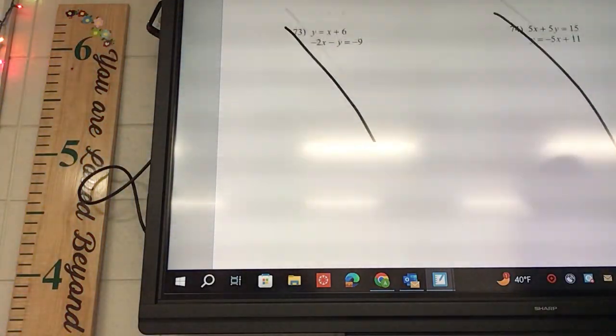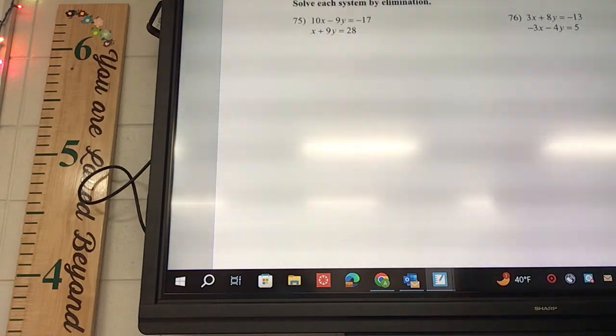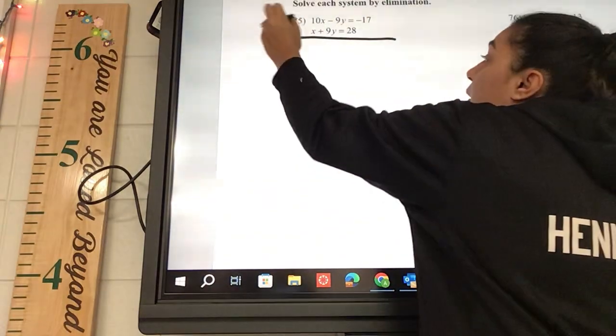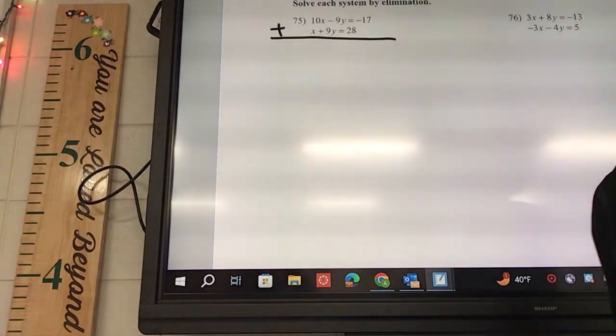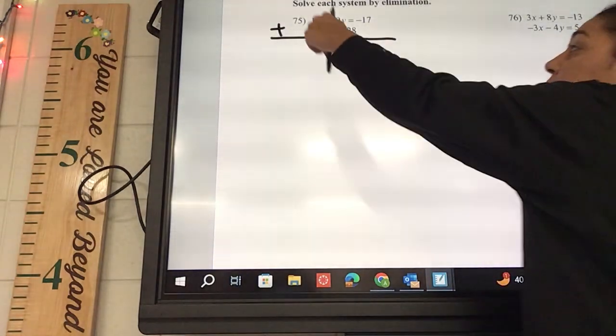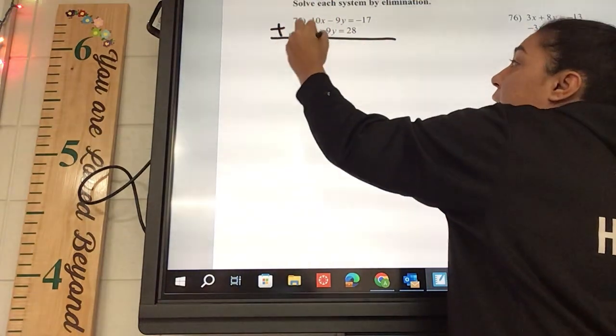The elimination goes in the same order. We're doing adding, subtracting, and then one multiply. So this is going to be adding, and you know you're going to add when you have two of the same number but opposite signs. So 10 plus 1x is going to be 11x.